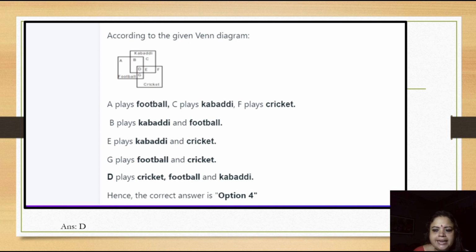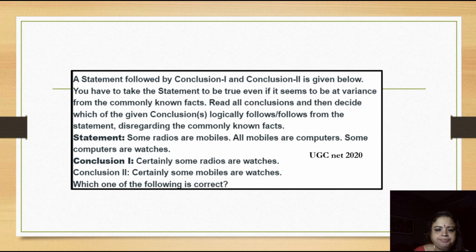So this is a question that has been asked for the UGC NET examination. Now let us look at some statements type of questions. This has been asked for the 2020 examination. A statement followed by conclusion 1 and conclusion 2 is given here. You have to take the statement to be true even if it seems to be at variance from the commonly known facts. Read all the conclusions and then decide which of the given conclusions logically follows from the statement, disregarding the commonly known facts.